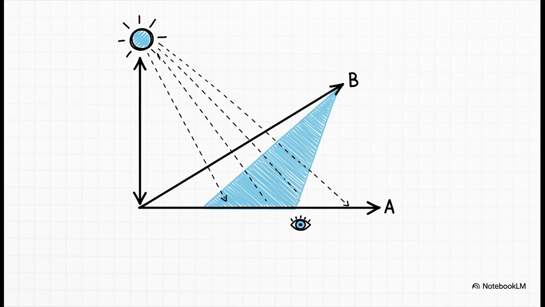You're basically multiplying the length of A by the length of that shadow. So if they're pointing the exact same way, you get a big shadow and a big dot product. If they're at a right angle to each other, no shadow at all. The dot product is just 0.